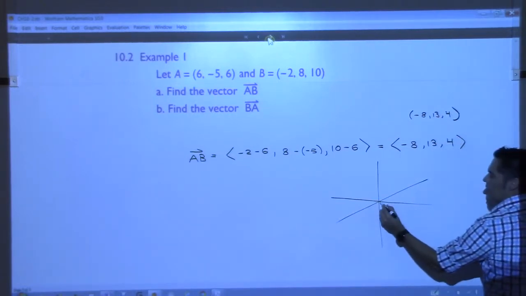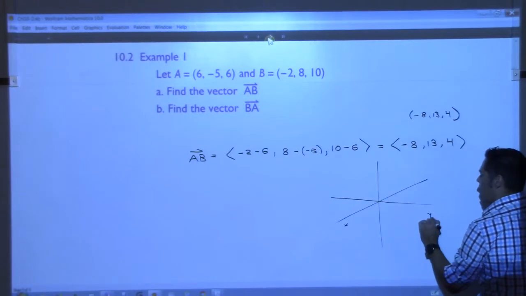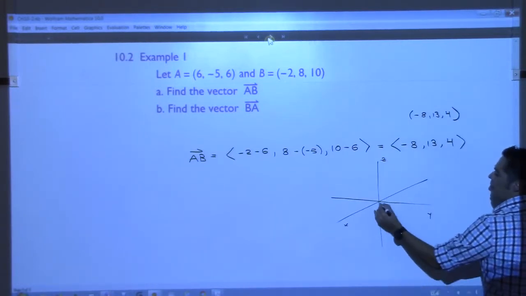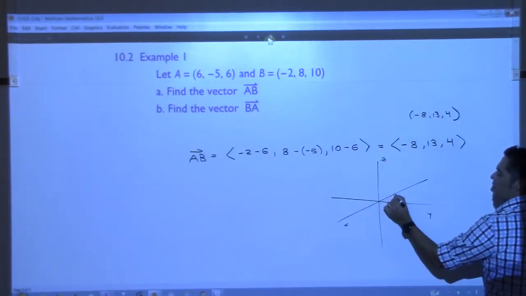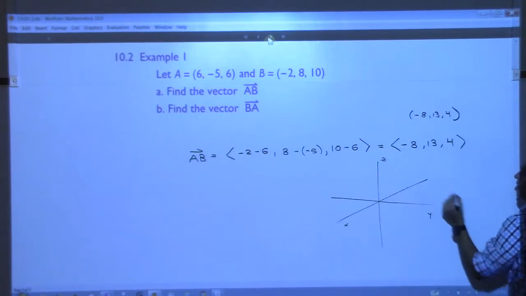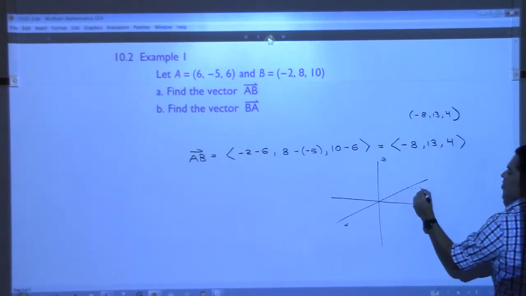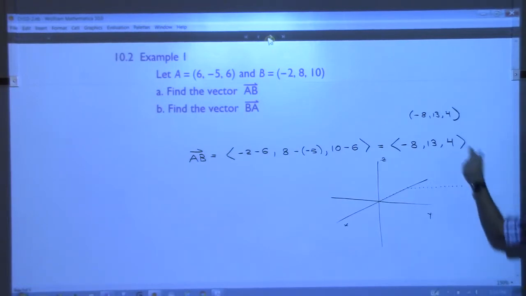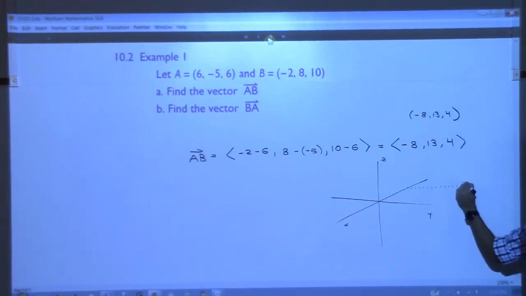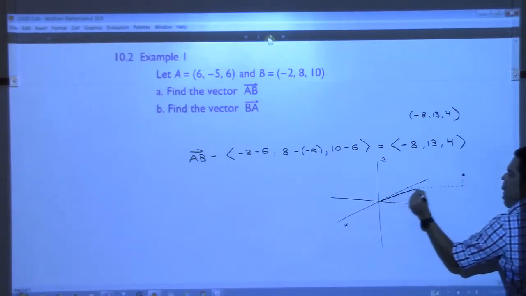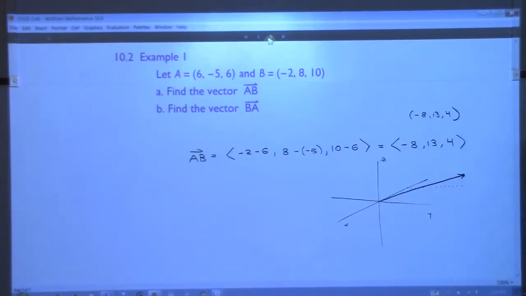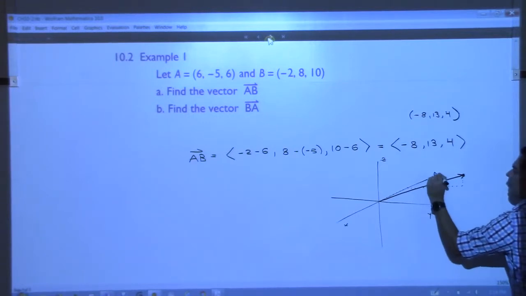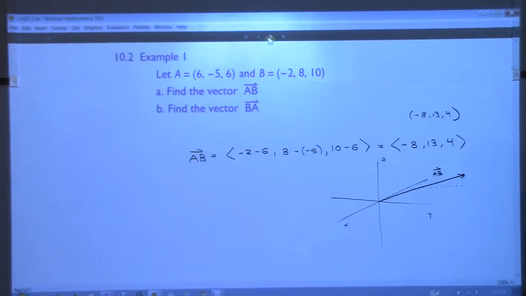So -8 would be, let's see, if this is x and this is y and this is z, then I go -8 on the x would be 1, 2, 3, 4, 5, 6, 7, 8. And then 13 on the y would be like 1, 2, 3, 4, 5, 6, 7, 8, 9, 10, 11, 12, 13. And then I'd go up 4, so like up 1, 2, 3, 4, somewhere around there. There's my point. If I draw from the origin to that point, that would be the vector AB, right? So we're going to go from the origin to the point.